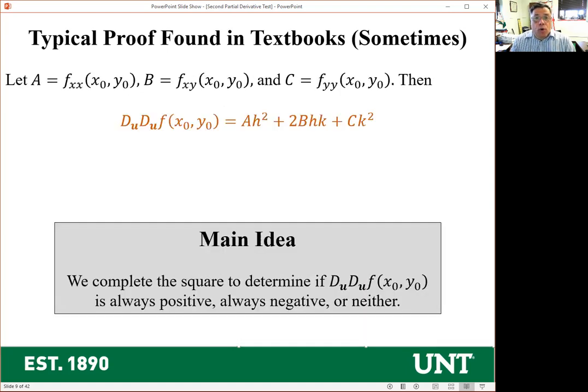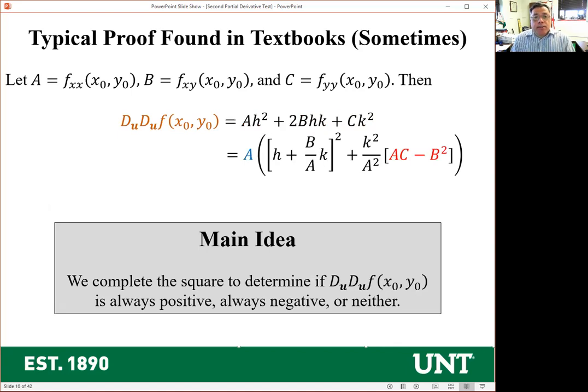So this expression in orange. The main idea of the proof as found in textbooks is to determine whether this expression in orange is always positive, always negative, or neither. And we do this by completing the square, and by taking a look at the expressions in red and in blue.